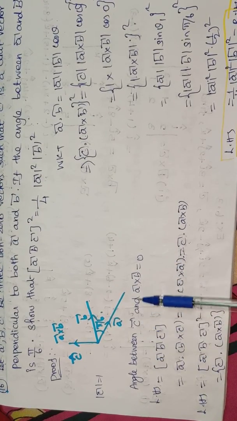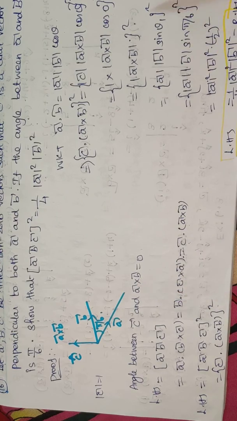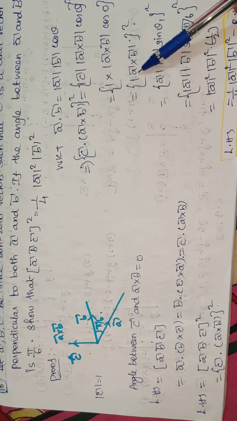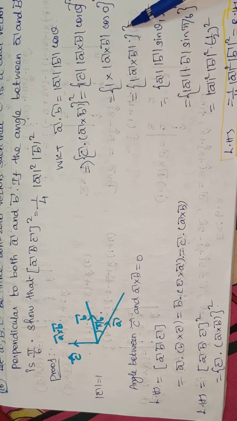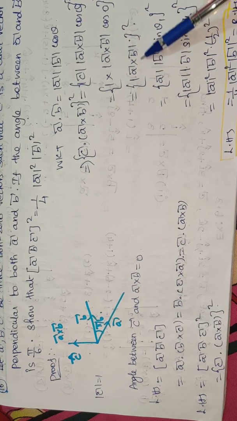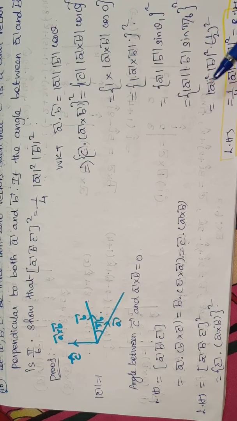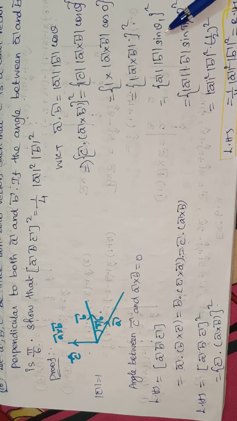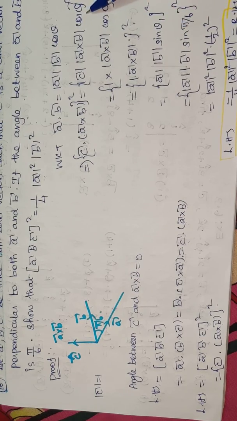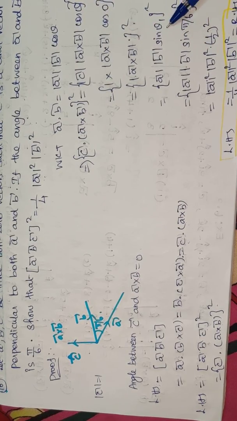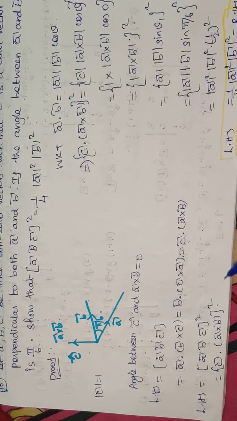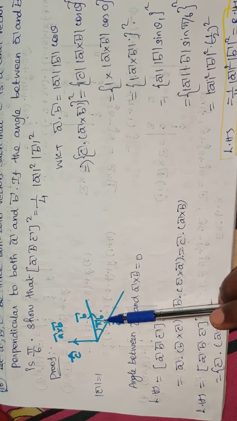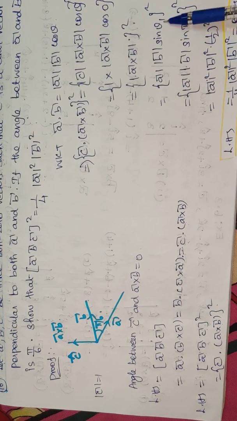The angle between C vector and A cross B is equal to 0. That's why I am going to substitute theta equal to 0. So we'll get modulus of A vector cross B vector the whole square. Now already you know modulus of A vector cross B vector is modulus of A vector, modulus of B vector sin theta 1, because you already used theta here, that's why I am using theta 1. The angle between A vector and B vector is pi by 6. So pi by 6 I am going to substitute here.